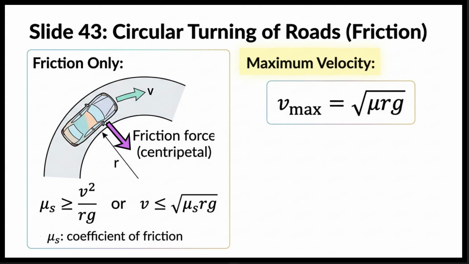Exceed this speed and friction cannot provide enough centripetal force. The car slides outward toward the edge. This is why sharp curves carry lower speed limits, and why wet or icy roads, which reduce the coefficient of friction, are so dangerous at the same speeds that would be safe on dry pavement.